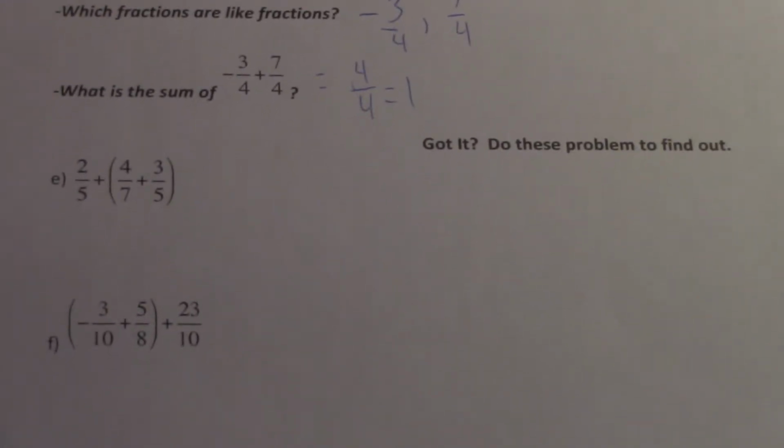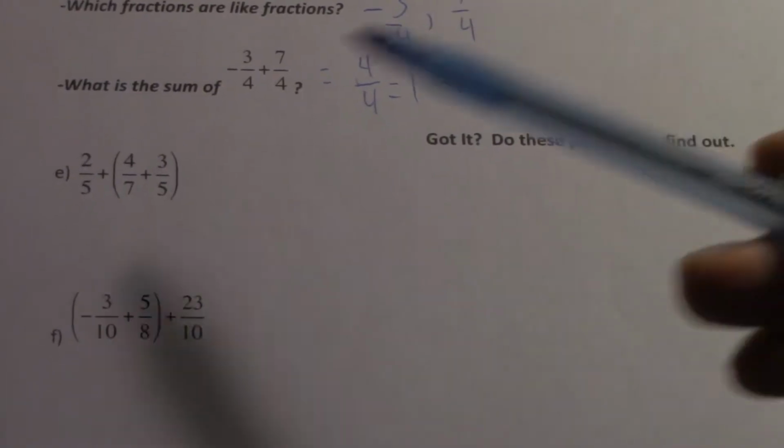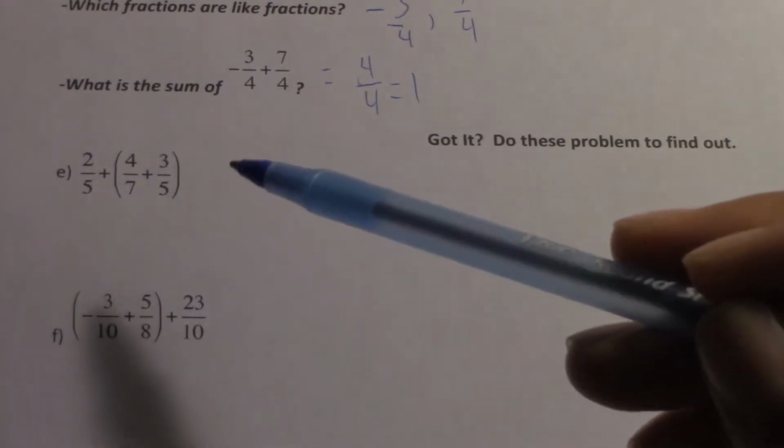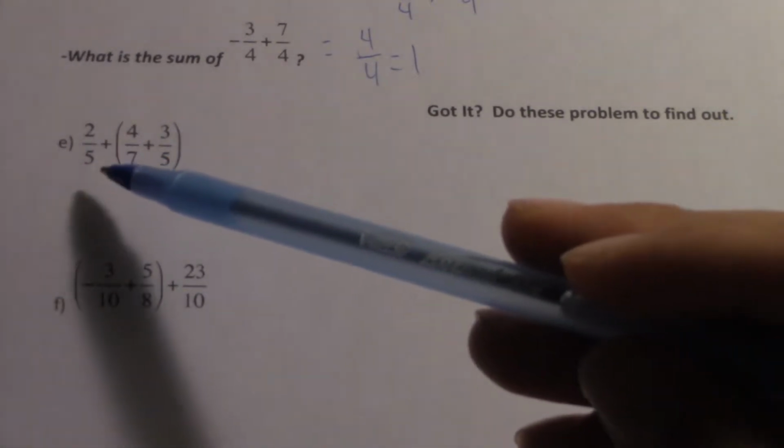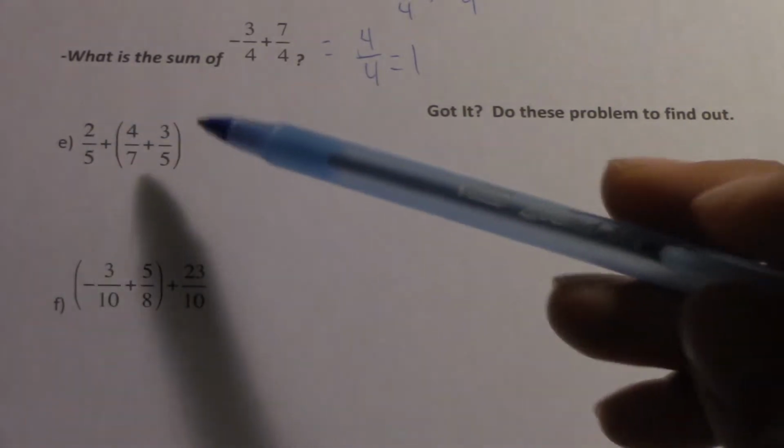All right, so now that you have tried to complete these problems on your own, let's go through the solution set pretty quickly. So we have 2/5 plus 4/7 plus 3/5. So the first thing I notice is that I have 2 fractions that have common denominators, which is 2/5 and 3/5.